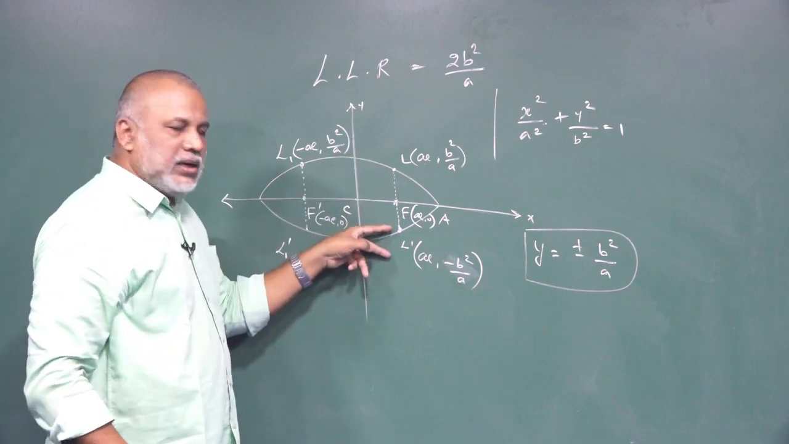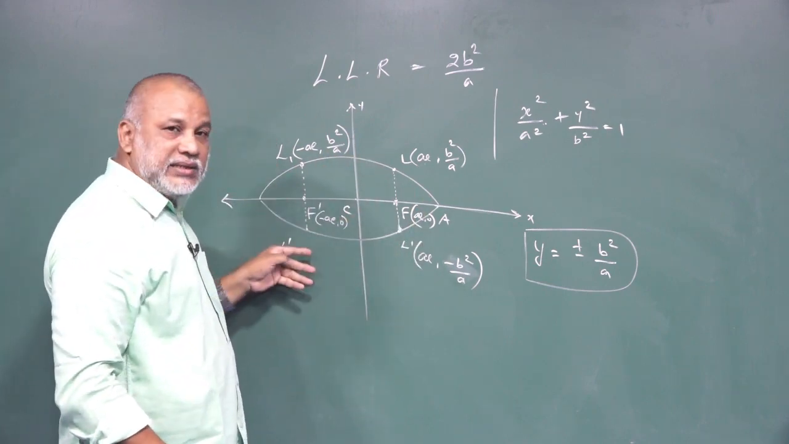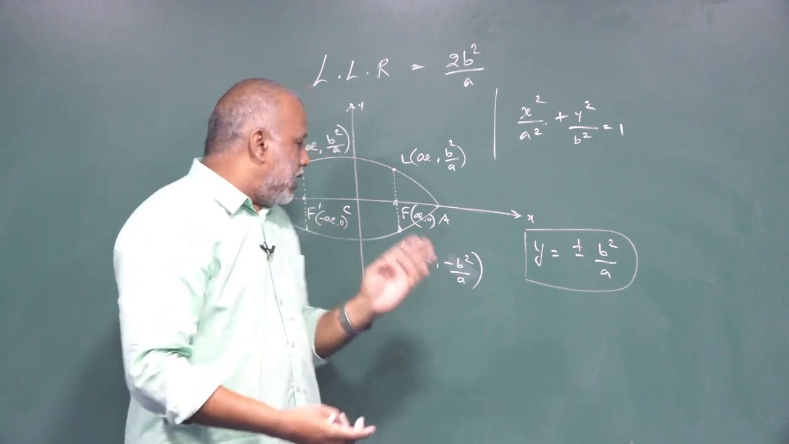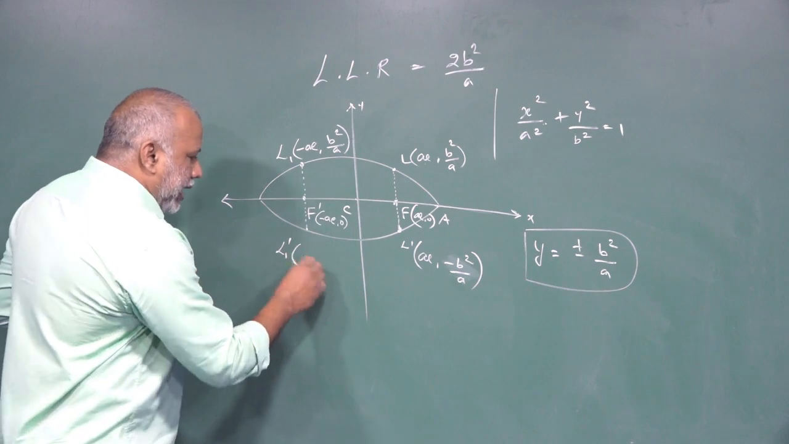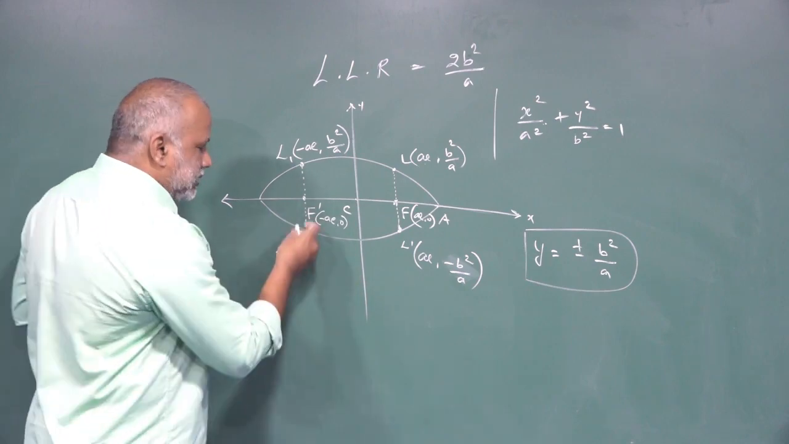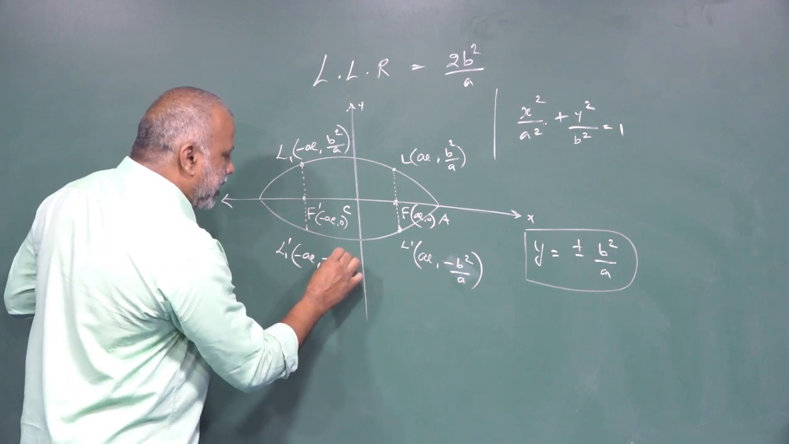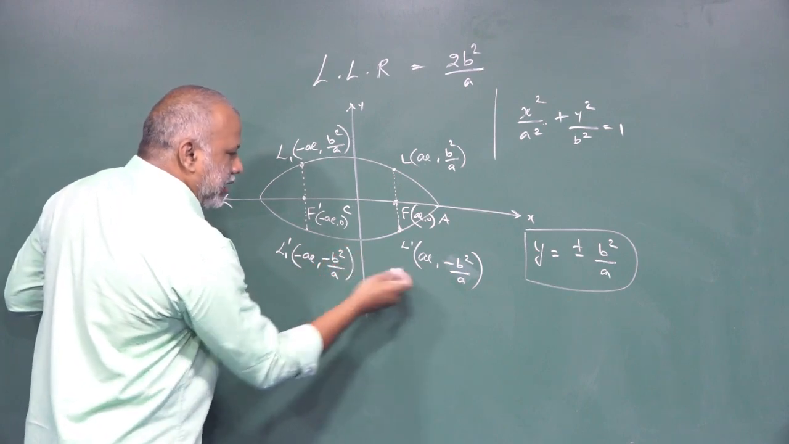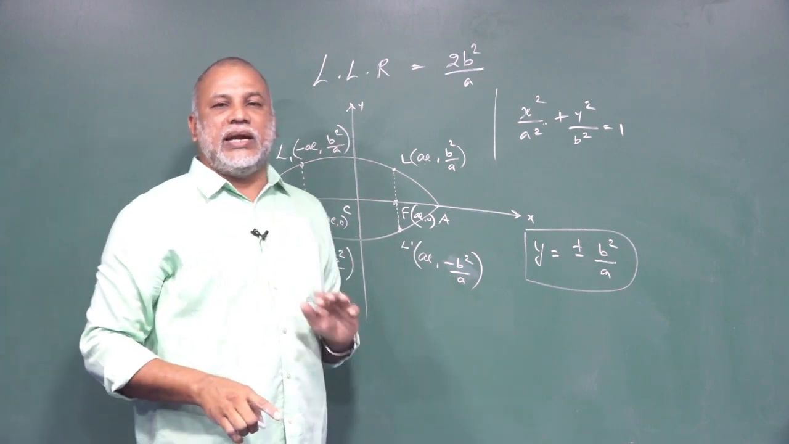This is in the first quadrant and the fourth quadrant. This is also a lattice rectum because we have two foci, one is F and another one is F dash. See minus AE comma b squared by a. It lies in the third quadrant, third quadrant means minus AE comma minus b squared by a. Here is the fourth quadrant, here the third quadrant. These are endpoints of the lattice rectum.